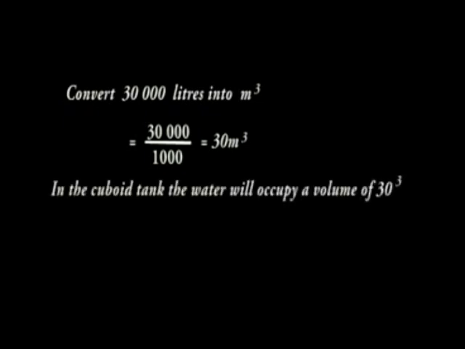In our solution, first we convert 30,000 liters into meter cubed. This will be 30,000 divided by 1,000, which is 30 meter cubed. In the cuboid tank, water will occupy a volume of 30 meter cubed. Hence, 3 times 2 times h is 30, and h is 5 meters.